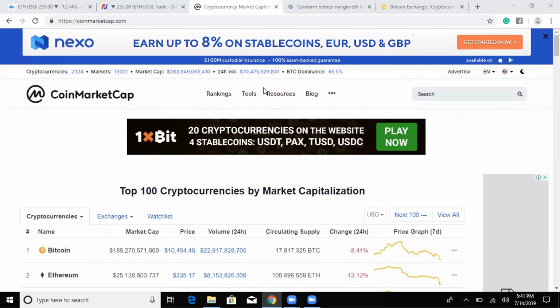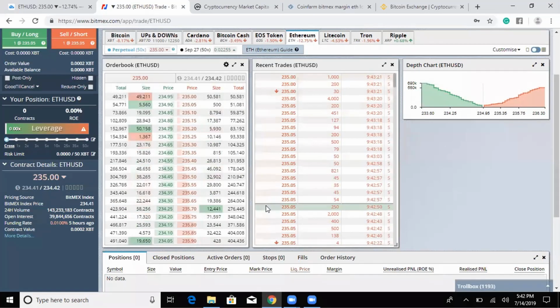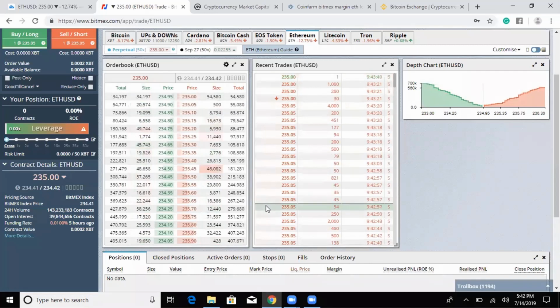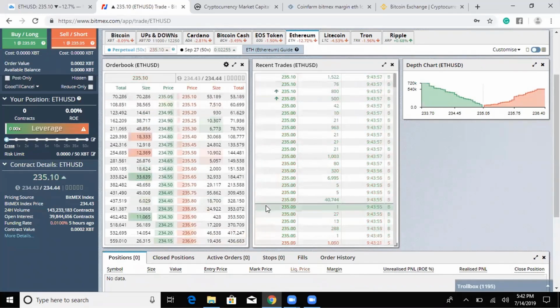So if you see huge buy orders and little sell orders, that tells you that prices will likely go up. When you're looking at BitMEX and you see huge buy orders and little sell orders, that tells you the prices will likely go up. So the next thing I look at is Binance.